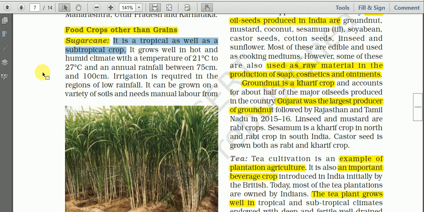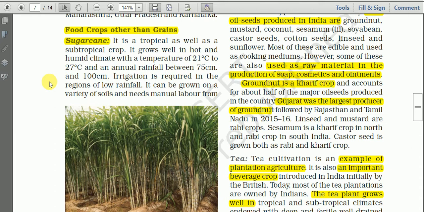About the climate, sugarcane is a tropical as well as a subtropical crop. That means it is grown generally in the hot areas. It is also mentioned here, it grows well in hot and humid climate with temperature of 21 degrees Celsius to 27 degrees Celsius and annual rainfall between 75 centimeters and 100 centimeters.